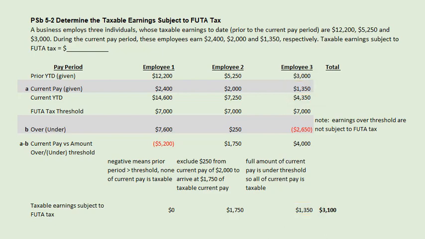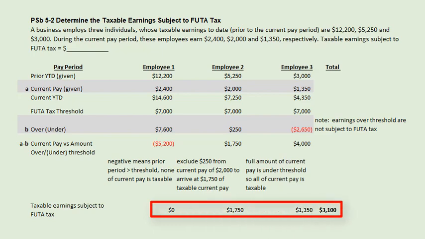After we obtain the taxable earnings subject to FUTA tax for all 3 employees, we sum it up to equal $3,100 as the total taxable earnings subject to FUTA tax, and that's the solution to this problem.